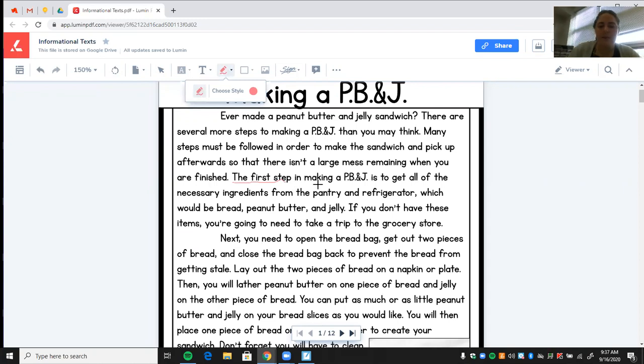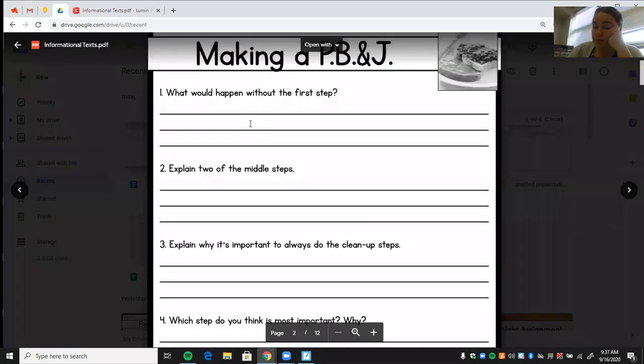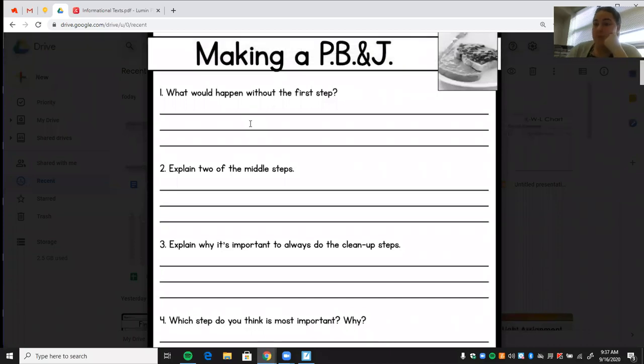So the first step in making a PB&J is to get all of the necessary ingredients from the pantry and refrigerator. So our first step is to get all the ingredients. What would happen if we just skipped the first step? We didn't even do it. What would happen? What do you think?